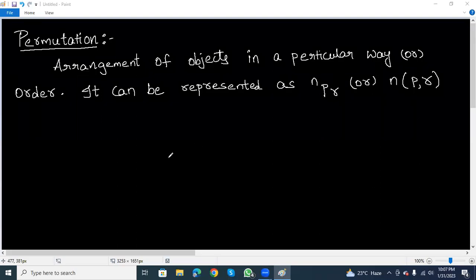Hello everyone. In this class, I'm going to explain about the permutation. Arrangement of objects in a particular way or order is known as permutation.